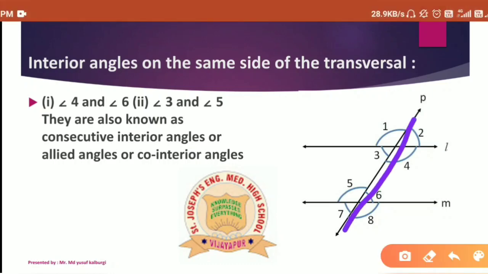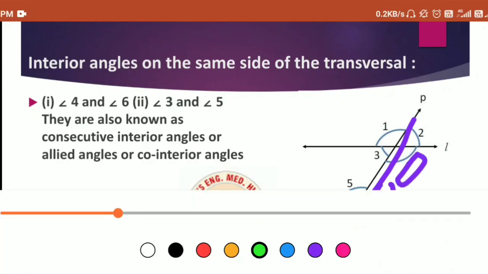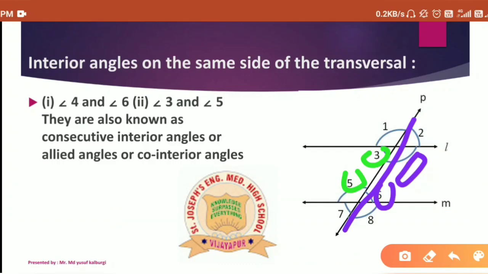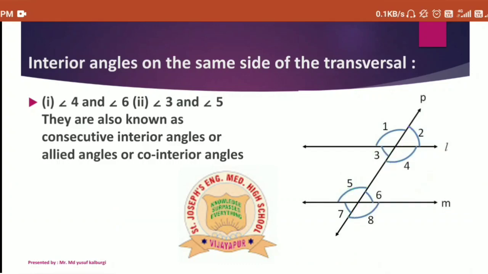Now this is the transversal line. On the same side, angle 4 and angle 6 are there, and on the same side, angle 3 and angle 5 are also there. So these are angles on the same side of the transversal. Which angles? Interior angles. They are also known as consecutive interior angles, allied angles, or co-interior angles. So many names it has.